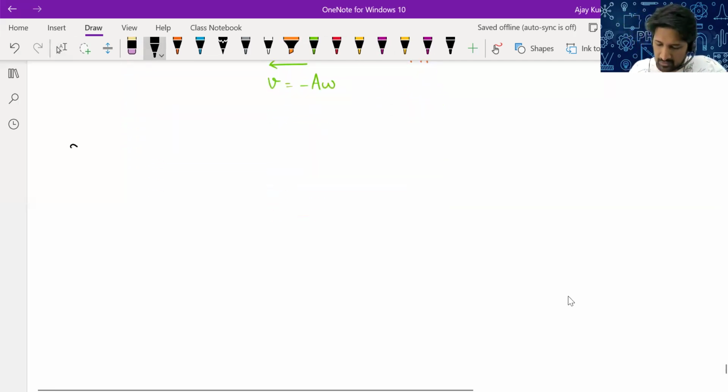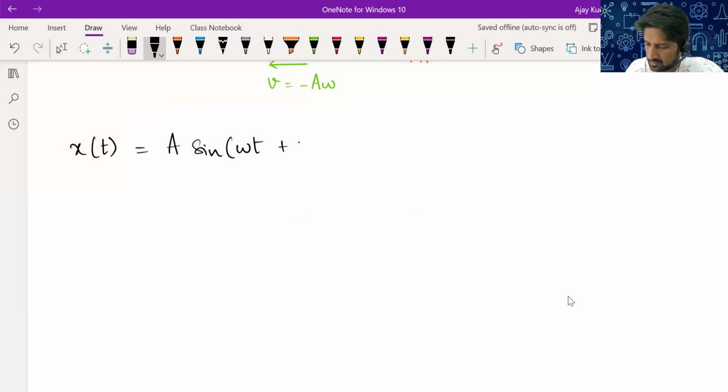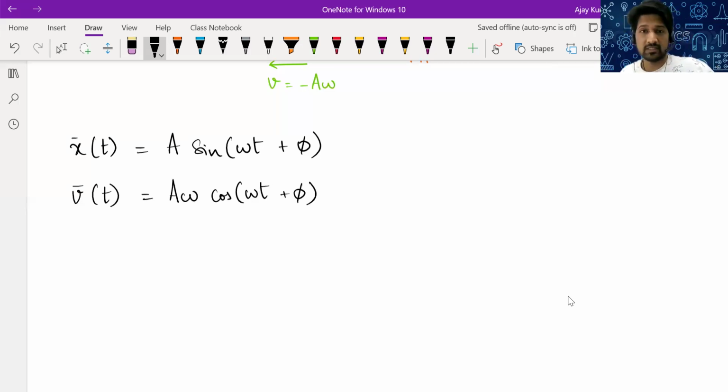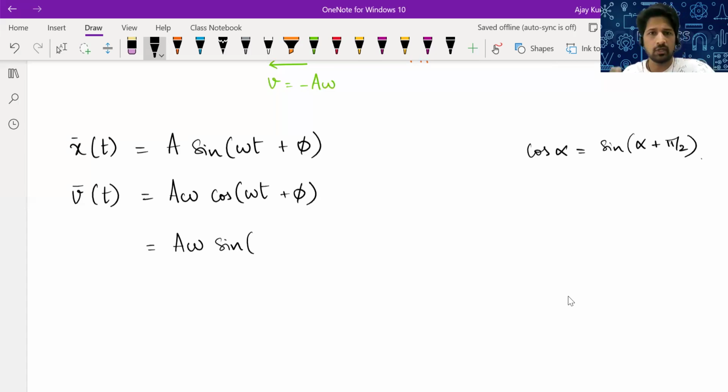Next, when the displacement time equation is x is equal to a sine omega t plus phi, differentiating this, we get the velocity time equation as a omega cos omega t plus phi. Now, cos function can be expressed in terms of the sine function, right? So you can write it as a omega sine, see, cos alpha is sine alpha plus pi by 2. You can always do this. So cos omega t plus phi can be written as sine omega t plus phi plus pi by 2.